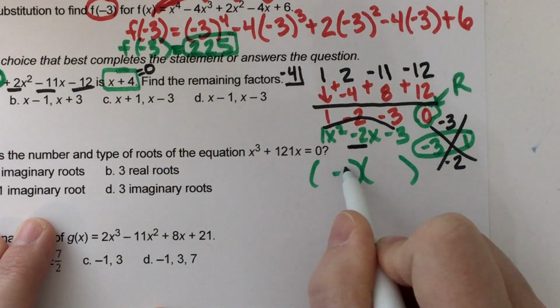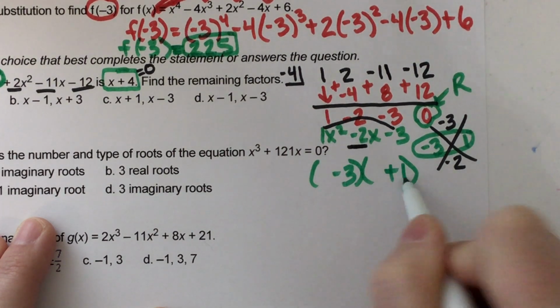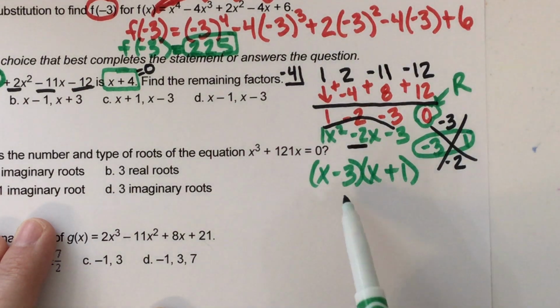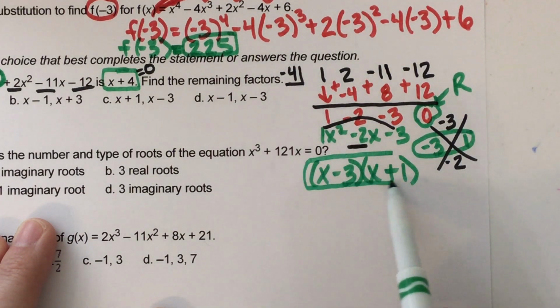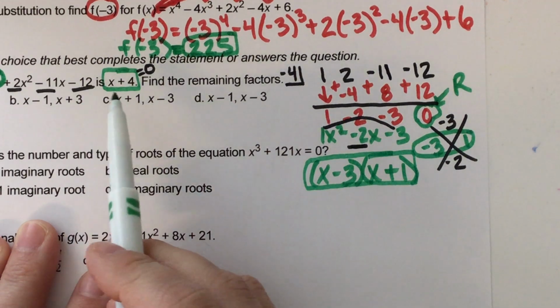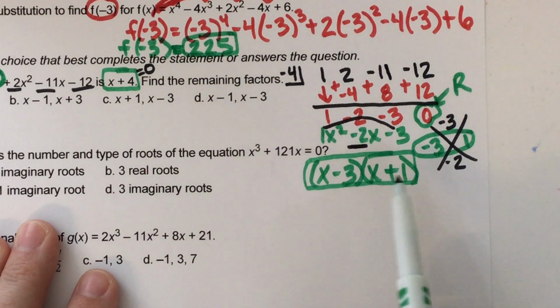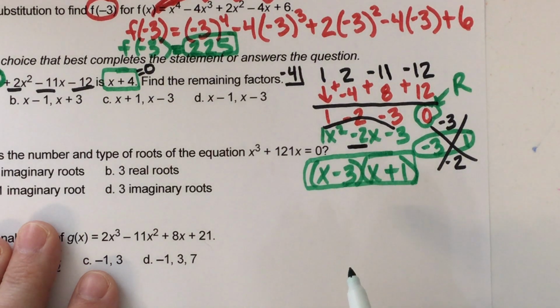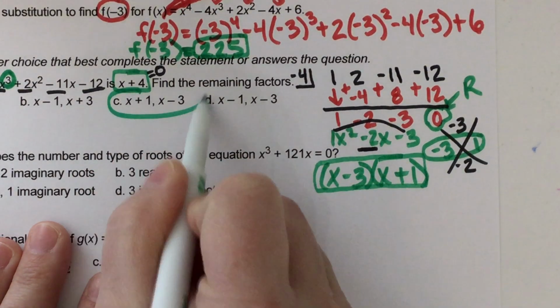Because it's the easy one, I can go straight to the parentheses. The minus 3 goes in the back. The plus 1 goes in the back. And to get x squared, we just need x and x. So these are your other remaining factors. So x plus 4 is a factor, and these are the others. So I'm looking for x minus 3 and x plus 1. And it looks like C is our winner.